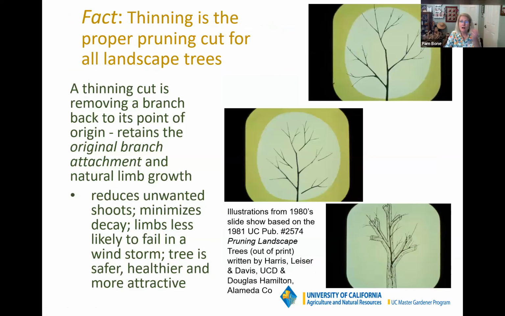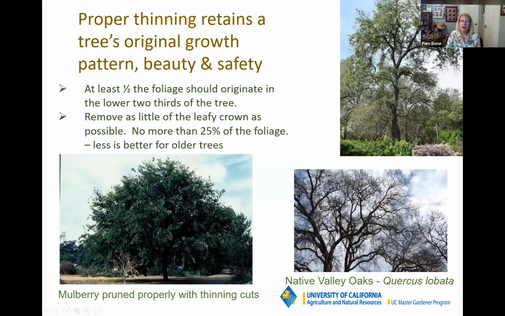The right cut is not a topping or heading cut ever. A thinning cut is where you remove the branch completely back to its point of origin. So you've got a limb that you remove all the way back to its point of origin, and then you've got a beautiful tree that's open. The limbs can grow. You've not cut off the tips of the branch at all. It retains its original branch attachment, which is really sturdy and strong most of the time. It's less likely to fail, and it'll minimize decay. That is the kind of thing you need to do. Do not top. Proper thinning.